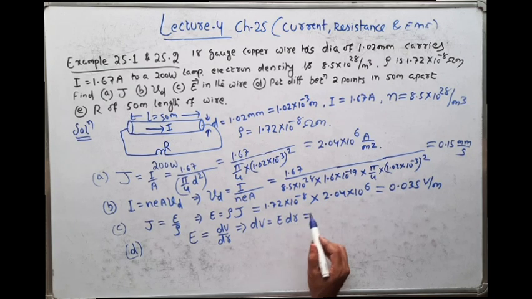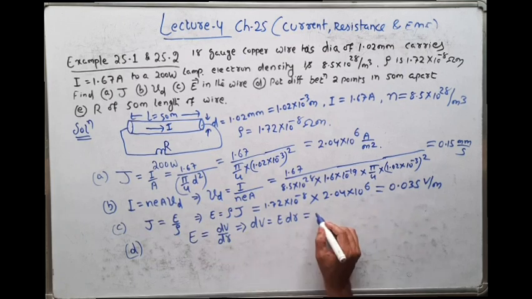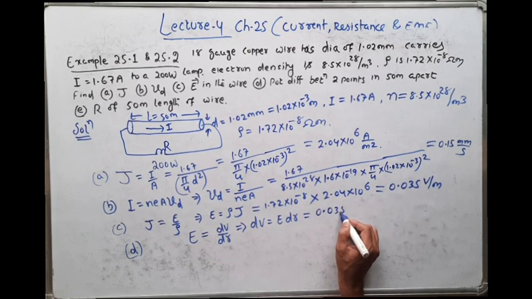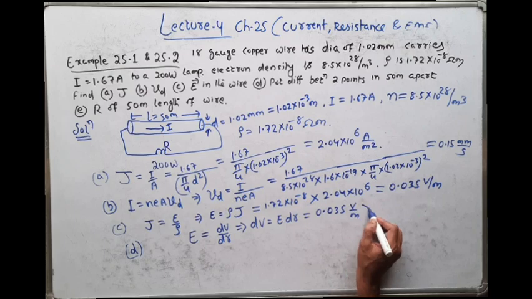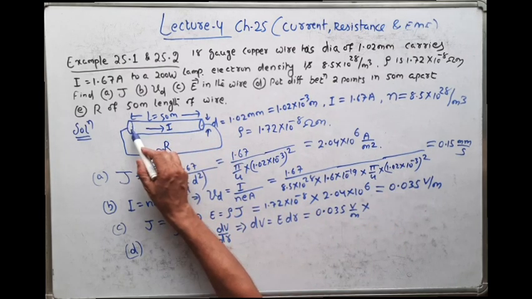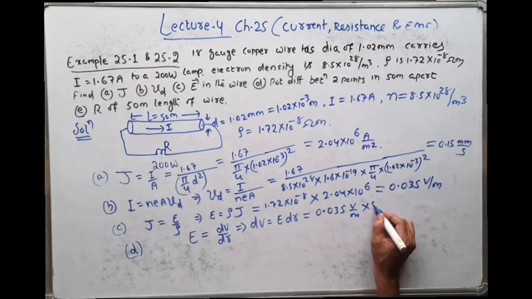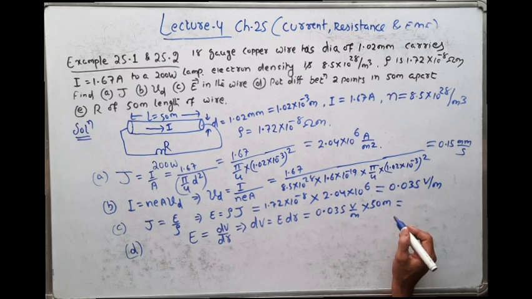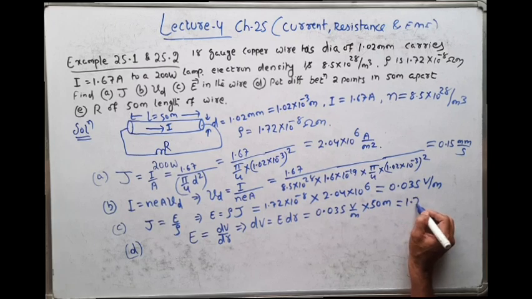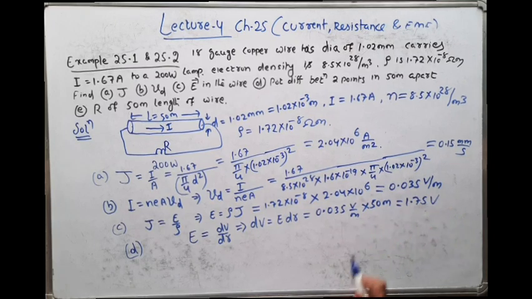So what is E? We have already got E is equal to 0.035 volt per meter into distance. Distance between these two terminals is 50 meter, multiply by 50 meter. If you multiply this, I think you will get 1.75 volt, meter cancels.